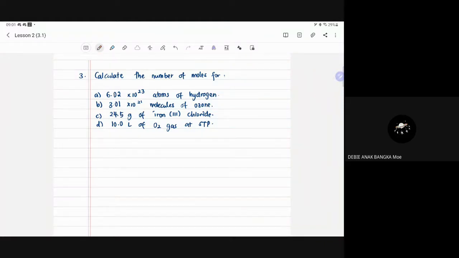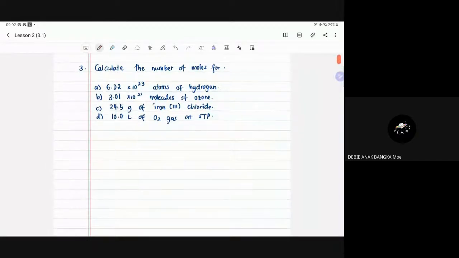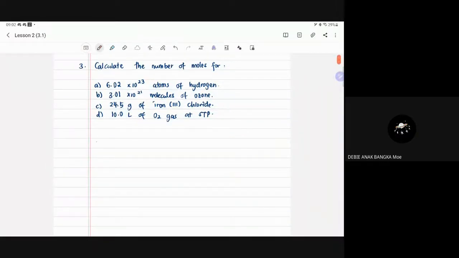Okay. So, yesterday I've given you homework. Soalan 3. Calculate the number of moles for the following. Okay, so I believe you have answered everything. So let's have a look at the answers. Okay, I'll go through one by one. So untuk question A, calculate the number of moles for 6.02 times 10 to the 23 atoms of hydrogen.